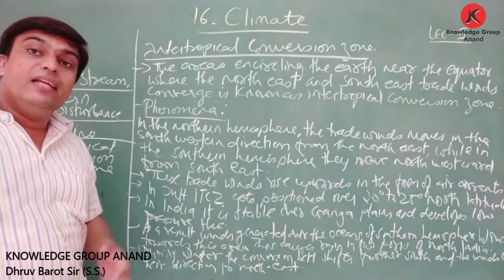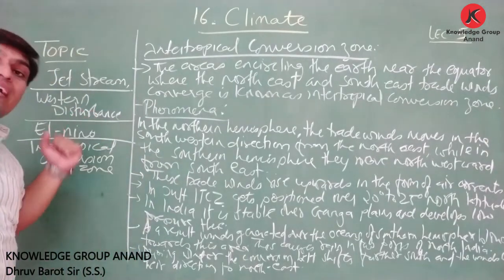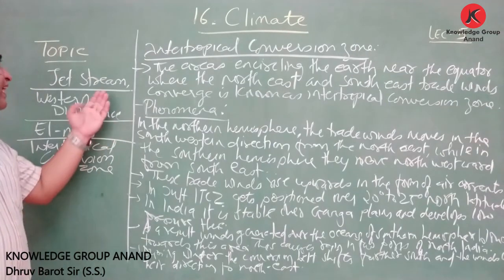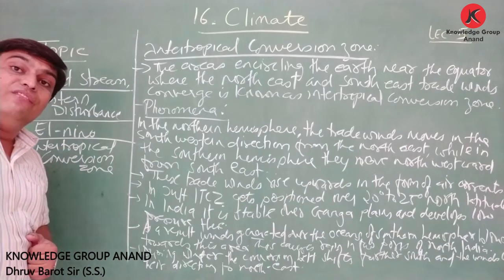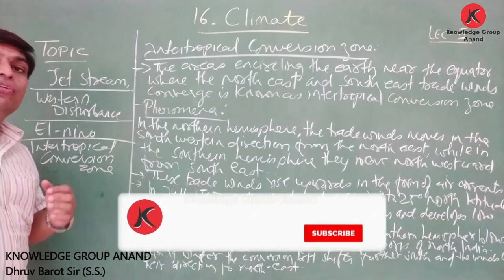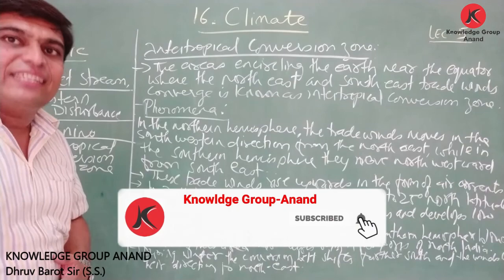So friends, today we have discussed the important factors that affect the climate, that is jet stream, western disturbance, El Nino and the Intertropical Convergence Zone. Friends, we will learn about the other topic of this chapter in our next lecture. Thank you friends.